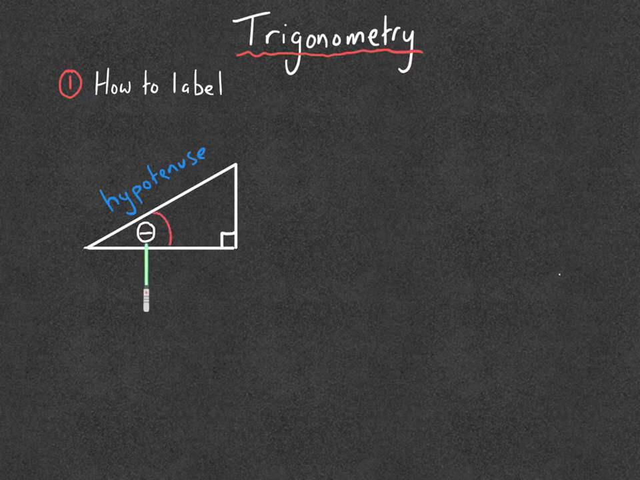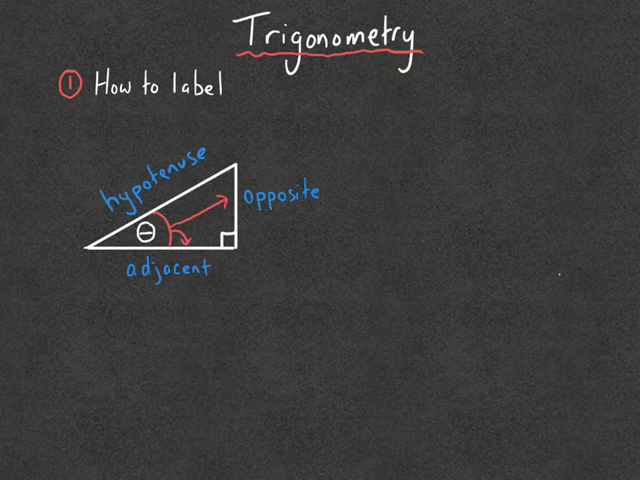Most commonly, we refer to an angle using the symbol theta. So the other two sides we identify as being opposite this angle theta or adjacent the angle. When referring to these sides, we'll commonly just use the first letter.